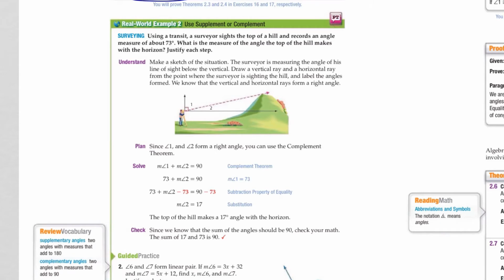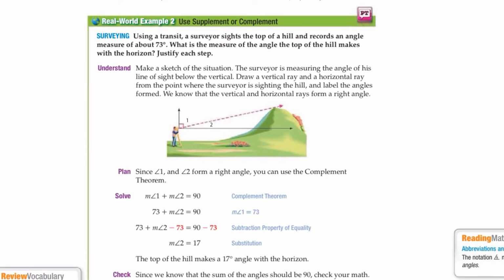Real-world example 2 is saying use supplement or complement to solve this. Alright? So, how am I going to do that? Well, it says using a transit, a surveyor sights the top of a hill and records an angle measure of about 73 degrees. What is the measure of the angle the top of the hill makes with the horizon? Justify each step. So what they want to know is what is angle 2 with the horizon, right?